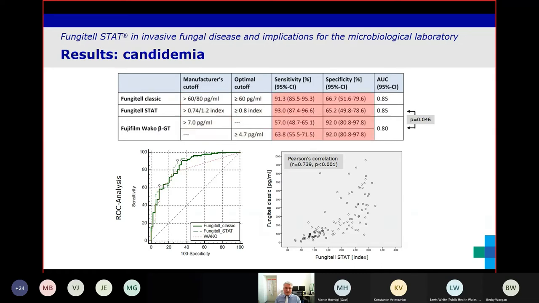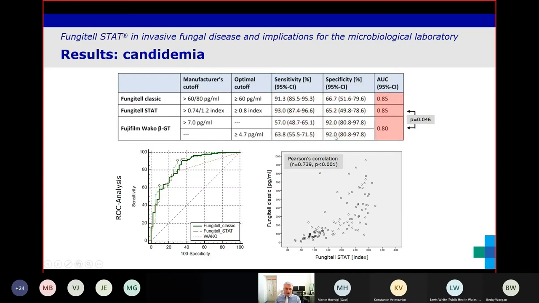The sensitivity of the classical Fungitell assay and the Fungitell STAT assay in candidemia patients was nearly identical, a little above 90%. The specificity was also nearly identical, around 65%. In comparison, the Fujifilm Waco test had a much lower sensitivity at both cutoffs, 57% for the manufacturer cutoff and 64% for our optimized cutoff. However, the specificity was much higher with the Fujifilm Waco test.